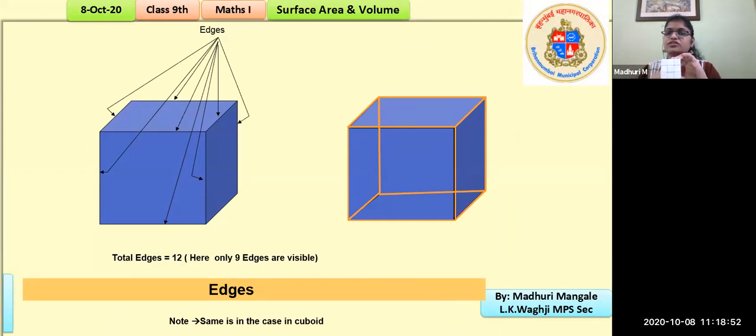Okay, students. So how many edges are there? If we look at this cube, vertical edges, there are 4 vertical edges, right? On the top, there are 4 again. 1, 2, 3, 4. Likewise, at the bottom, there are 4 again. So total will be top 4, bottom 4, and then the vertical 4. So total, there are 12 edges.